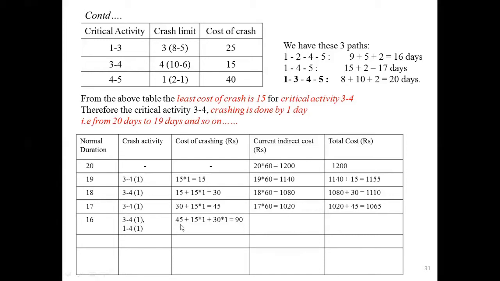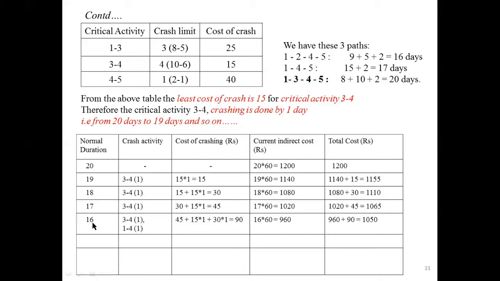Then we will get 45. This previous cost of crashing is 45. For 3 to 4, it is 15, 15 into 1. For 1 to 4, in the given table, the cost of crashing is given as 30 rupees. So 30 into 1, we will get 90. Then the current indirect cost, since you reduced to 16 days, 16 into 60, we get 960. 960 plus 90, we get 1050. That is, the cost is further reduced.